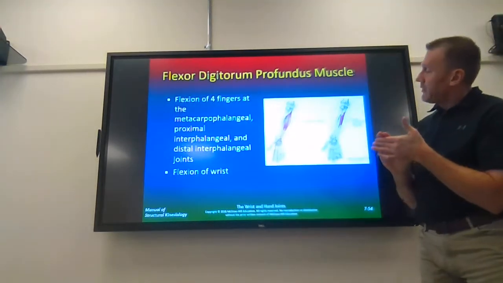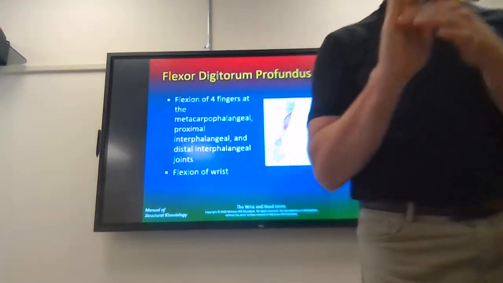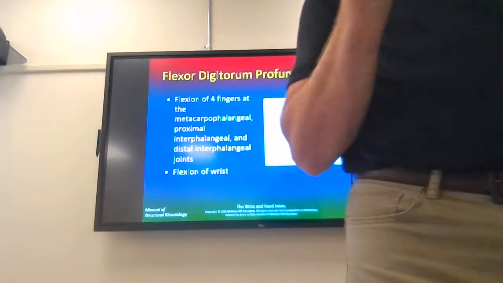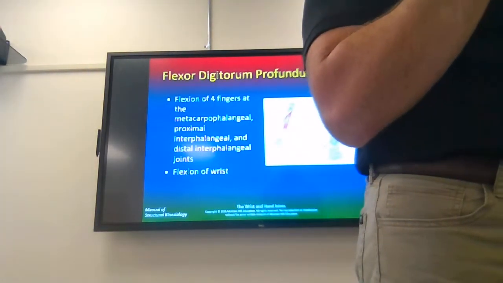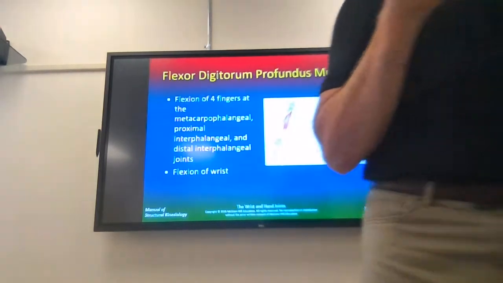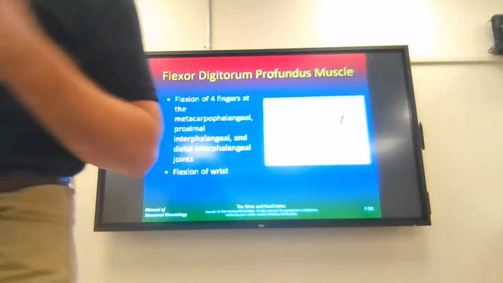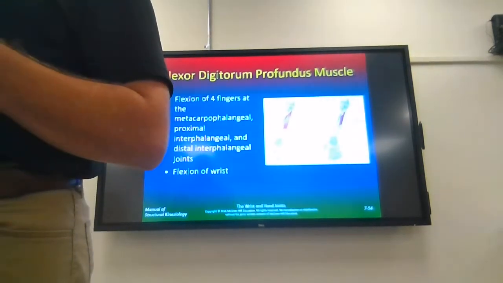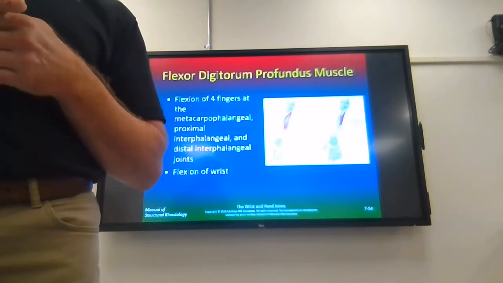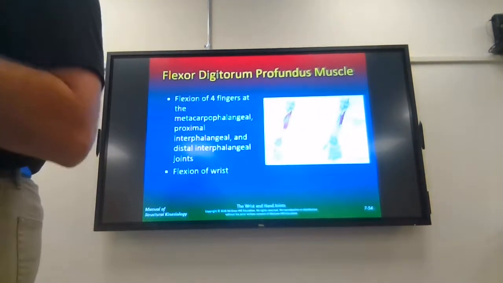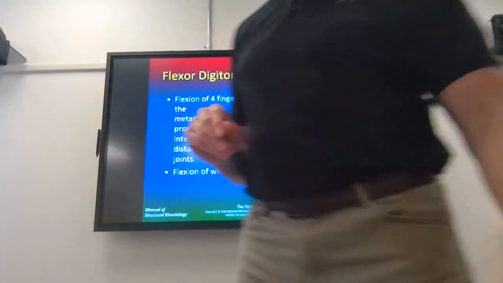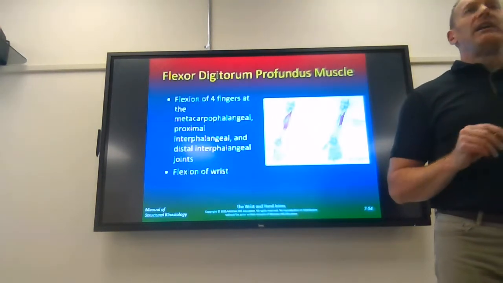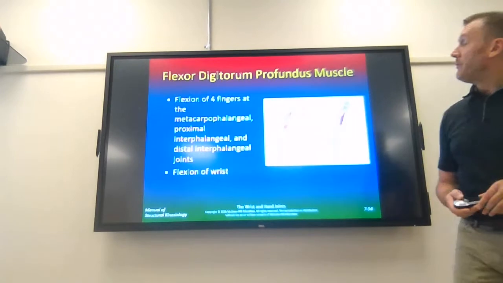Something else about this muscle: if I was to say this flexes the metacarpal phalangeal joints, what's the functional classification of the metacarpal phalangeal or knuckle joints? Yes, condyloid, very good. So it's just like the wrist. Condyloid is unique because it has two planes. Condyloid means biplanar. We have lots of classifications that are just one plane or multi-planes, but not very many that have two.